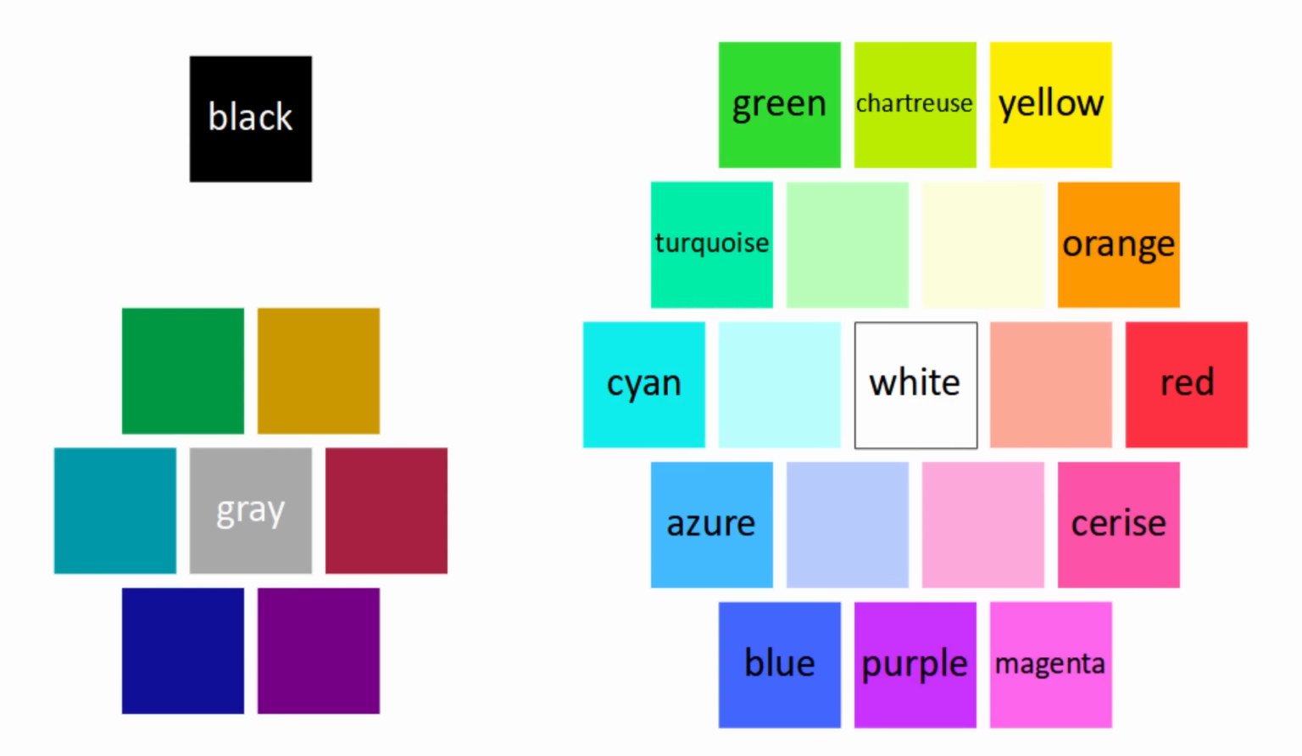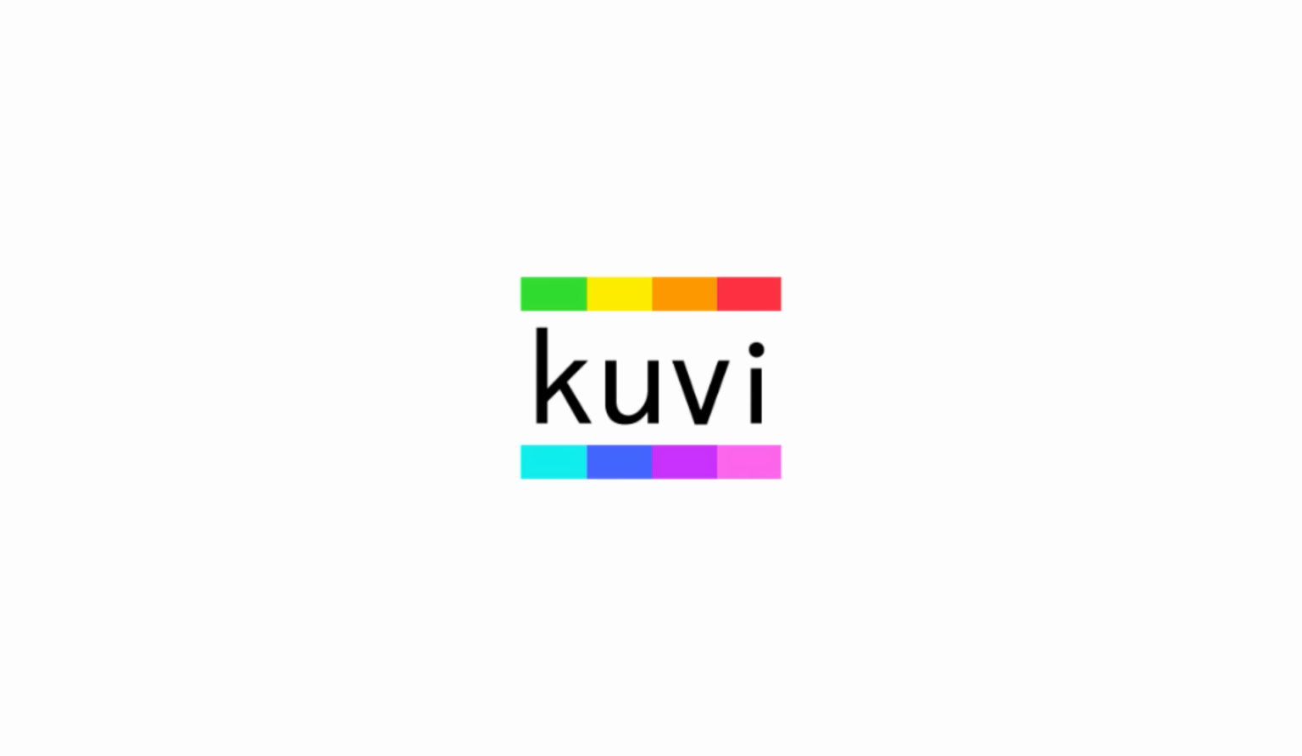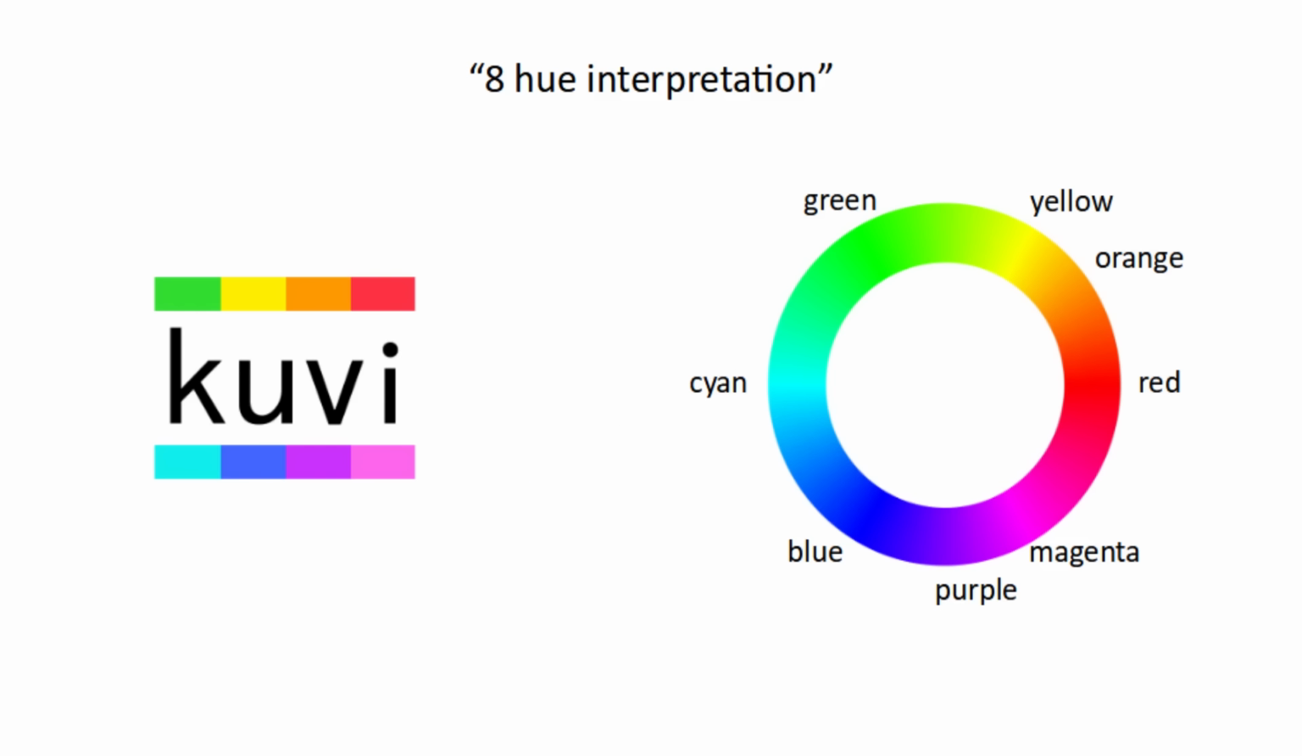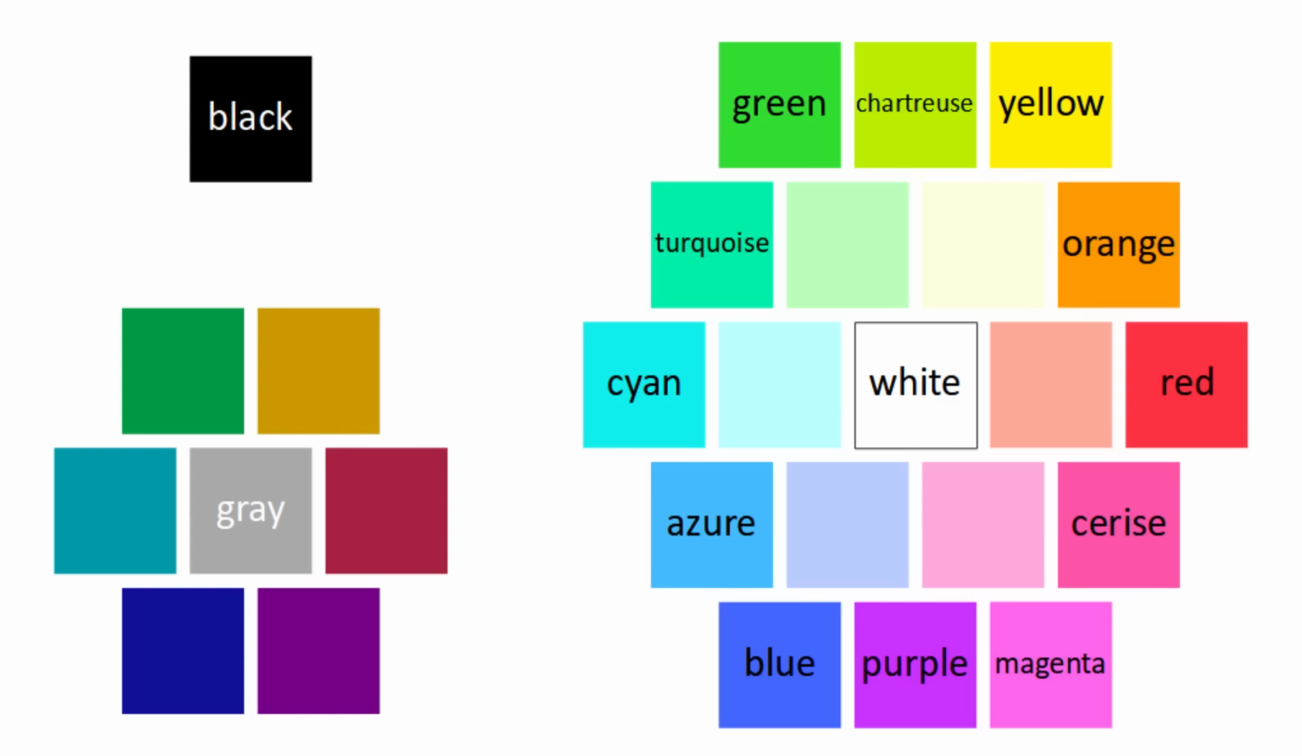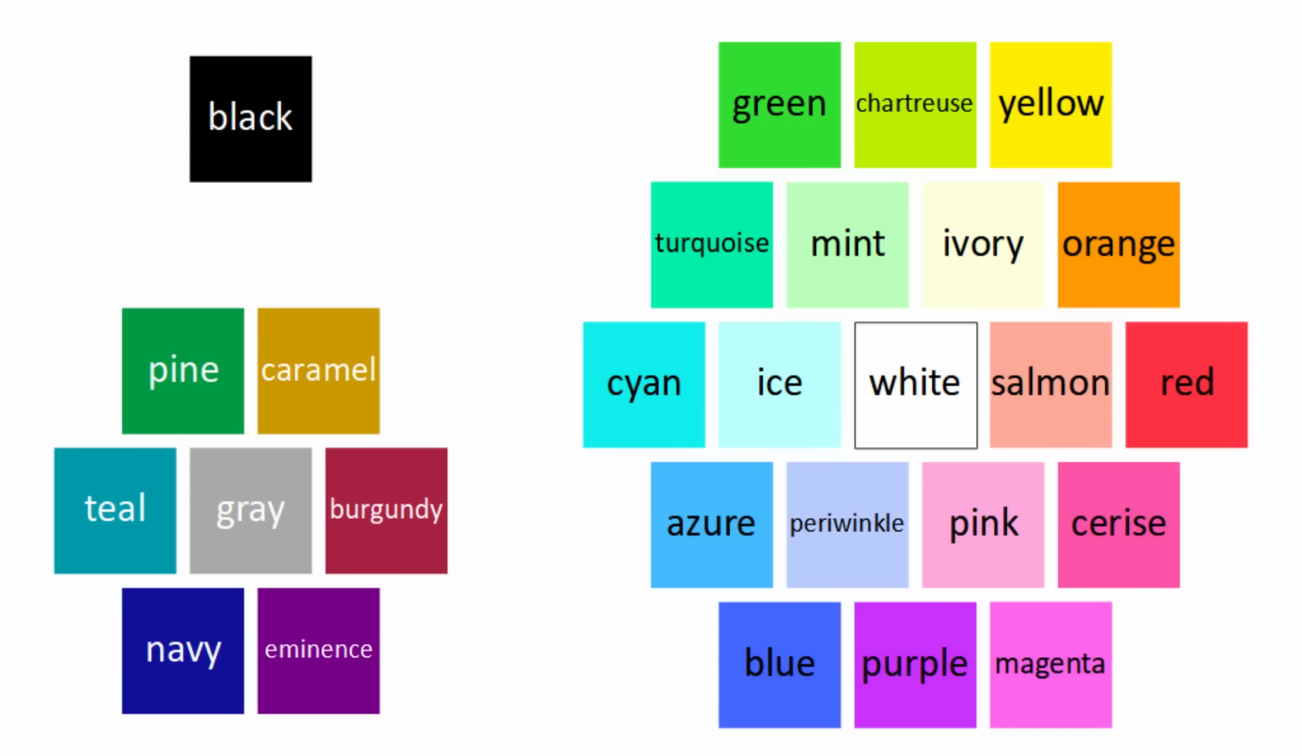My logo includes the main 6 along with orange and purple to form what I like to call the 8-hue interpretation, because I think these 8 are the most distinct. The remaining colors can be divided into 2 groups of 6, lighter versions of the main 6 and darker versions of the main 6. On screen are the names I've chosen for them, but these names are not yet finalized.